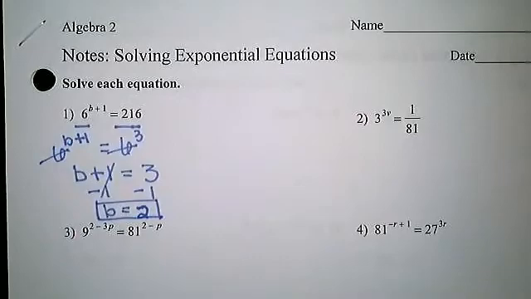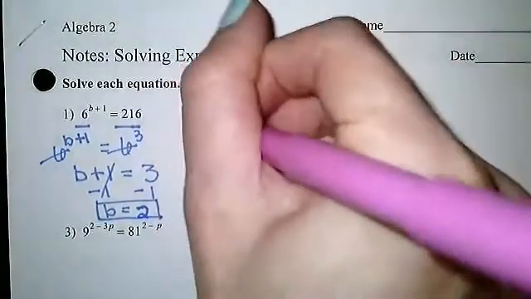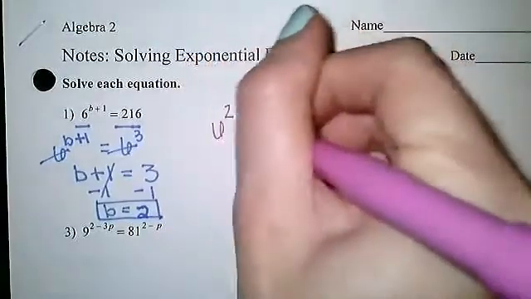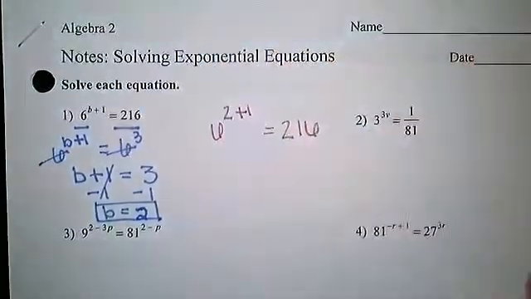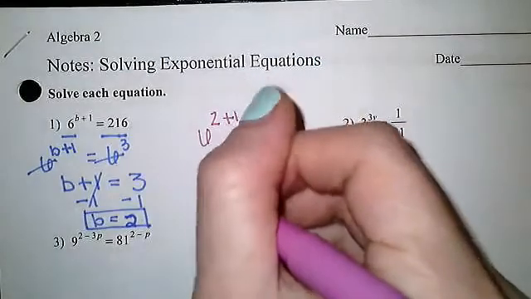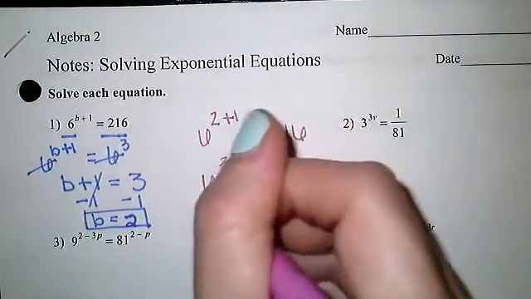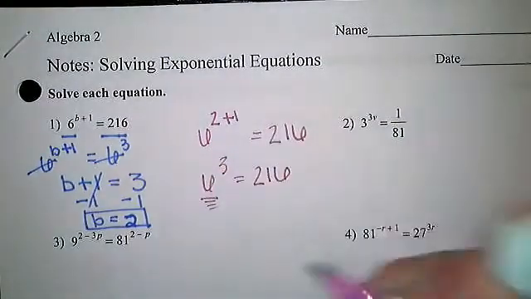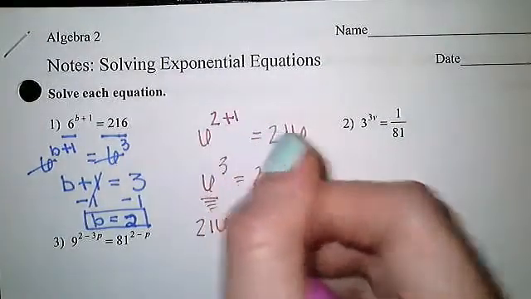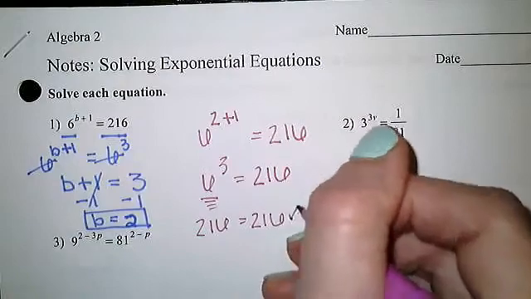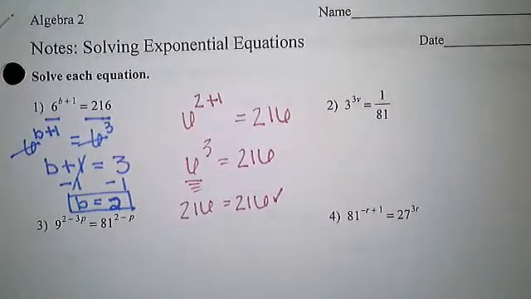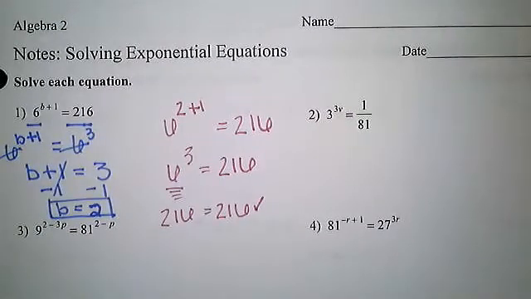You can also check your work, which is really handy, and you don't have to do this, but you can plug the 2 in for the b, and you'll see that 6 to the third power is 216. If you go in your calculator and you raise 6 to the third, you'll get 216. So that's just a little way you can check your work, which you don't have to, but sometimes people feel a little bit more confident after they do that.